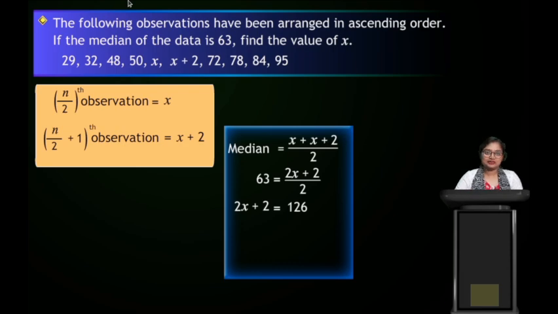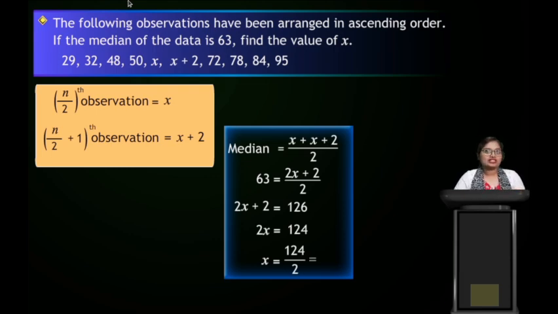Then what is the next step? Here we have to find the value of x, but plus 2 is not required for us. So we have to transpose this plus 2 to the other side. So what will it become? 2x is equal to 126 minus 2, that is 124. So now to find the value of x, what do you have to do here? You have to transpose this 2 to the other side. Yes, so x is equal to 124 divided by 2.